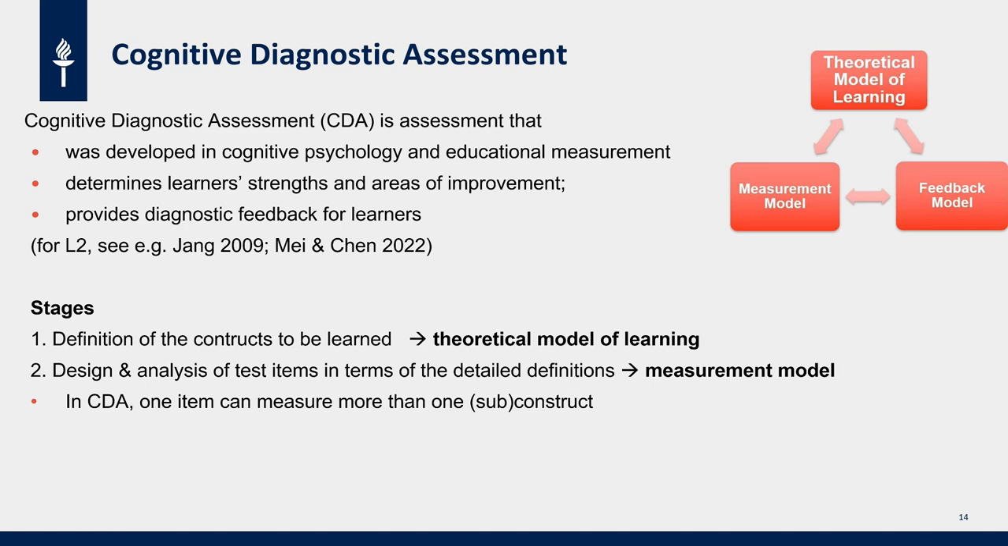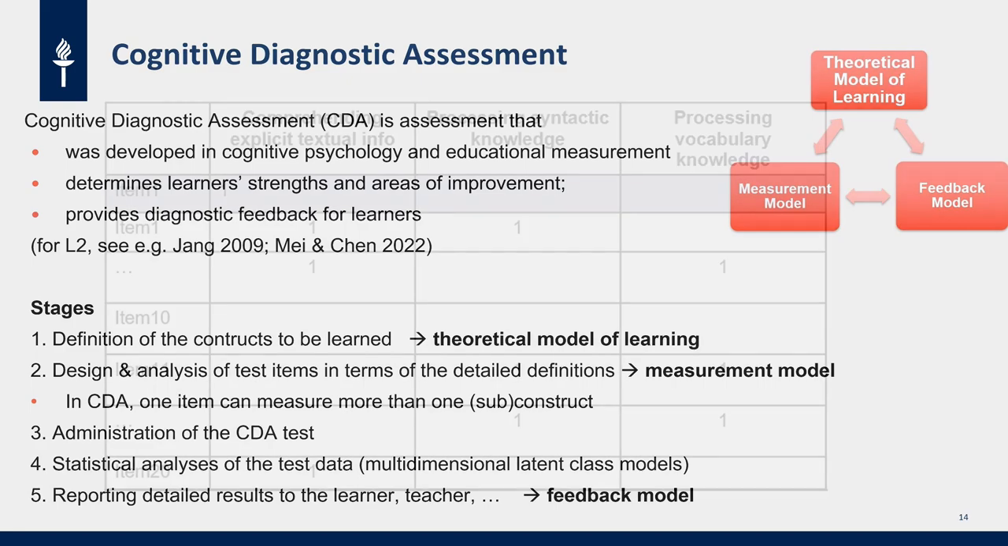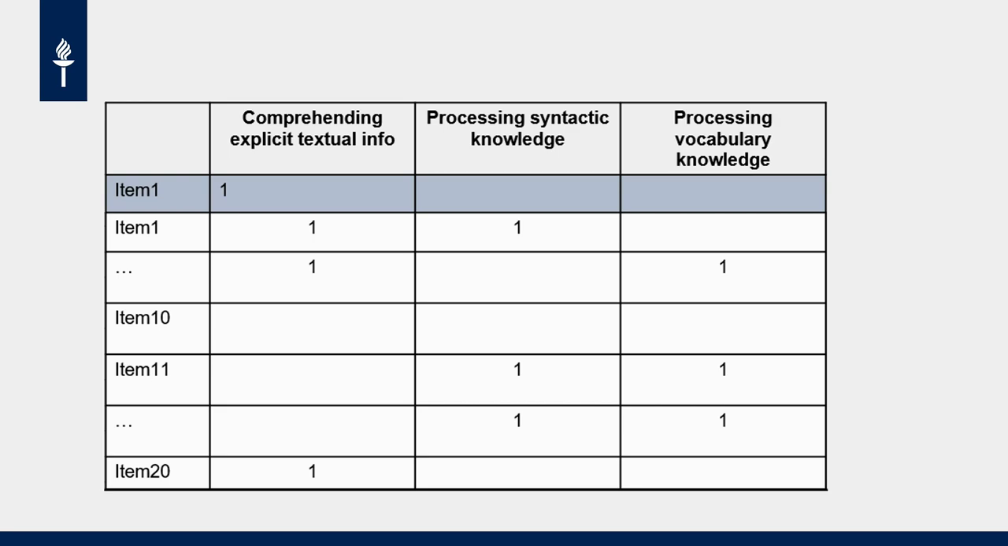So in CDA, the assumption is that any one test item or question can actually cover more than one important construct. The process here is that a CDA test is administered, and then they apply very sophisticated statistical modeling to tease out information and then provide feedback to the learners. So if we think there's a reading test that covers three postulated aspects of reading, in the test design stage the experts try to decide whether a particular item covers one, two, or even three of these things, and then they produce a kind of matrix of these, which is then used in the analysis.